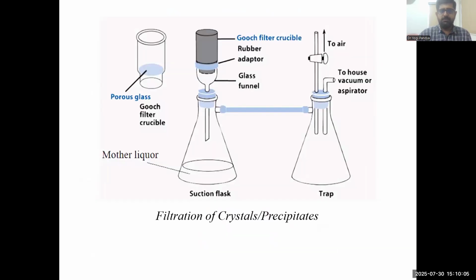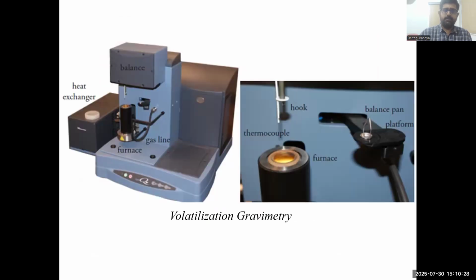Here is the assembly. You can see filtration of crystals or precipitate by Buchner funnel flask assembly. Here is your mother liquor, meaning your sample plus reagents. And here is the filter assembly, which is kept over here connected with a vacuum pump, so that you can take out the air and filter out the individual precipitates. Now in volatilization, as we discussed, we have to heat at a particular temperature so that the volatile impurities are evaporated. For that, we can use this instrument.